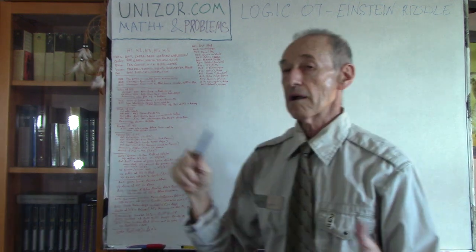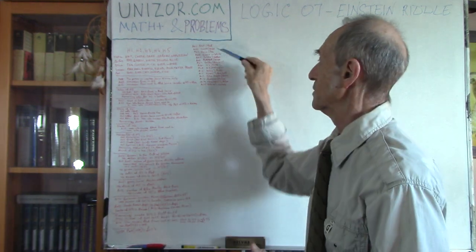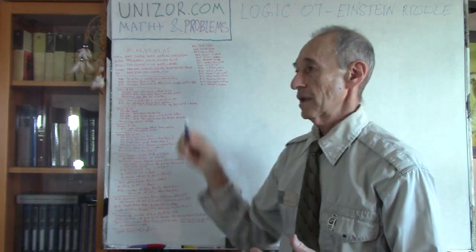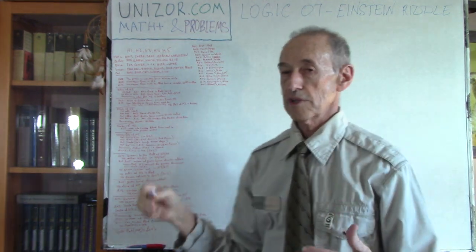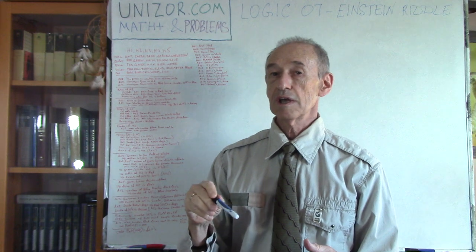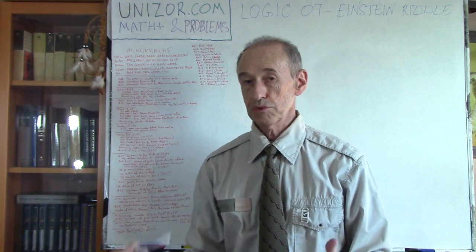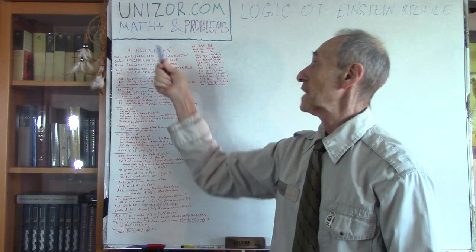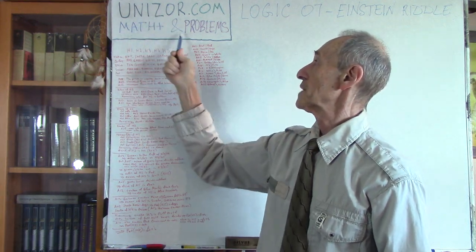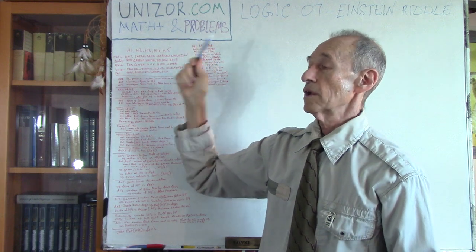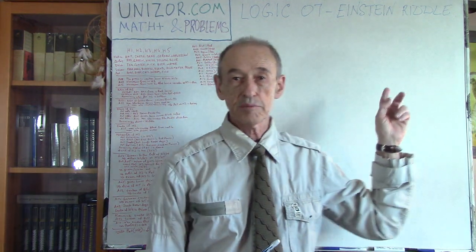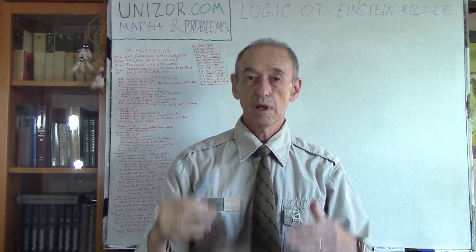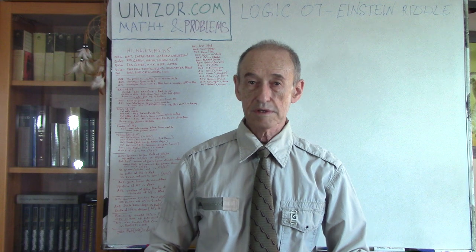These are something you should really analyze yourself when it's written, not just as I said it. That's why I'm suggesting, if you wish to challenge yourself, pause the video here, go to the textual part, go to Unizor, the Math Plus and Problems course, choose Logic, and then logic number 7. It's presented at the very beginning of the textual explanation, before the solution.